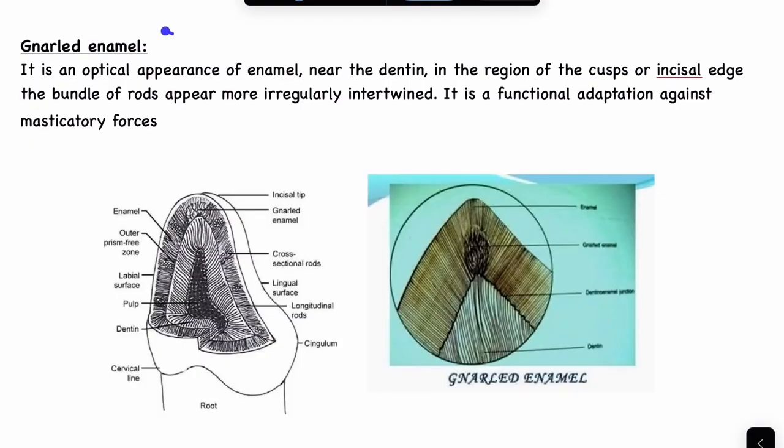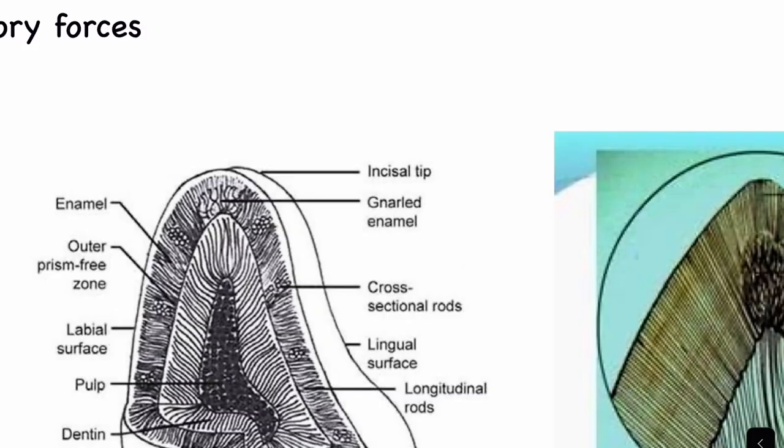Okay. Coming to gnarled enamel, what is gnarled enamel? It's a similar thing. Okay, I'll explain it to you first with the diagram. So it is just intertwined enamel. It is present in the cuspal areas, okay, in the high areas which face the masticatory forces the most. It is present in the incisal edge and the cusps, and you see all the rods over here are more regular, but this is more irregular.